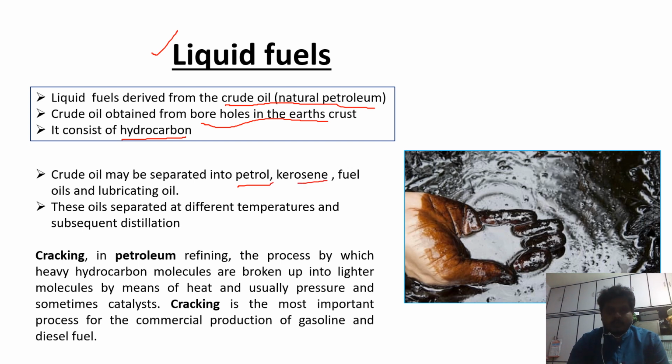Petrol, kerosene, fuel oils and other lubricating oils are separated from crude oil at different temperatures and subsequent distillation processes. The other process of petroleum refining is cracking. In this process, heavy carbon molecules are broken up into lighter molecules by means of heat and usually pressure. So this process is known as cracking.